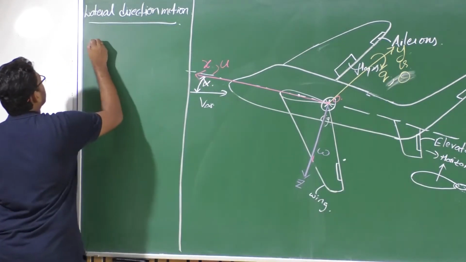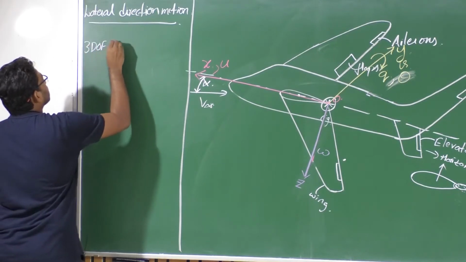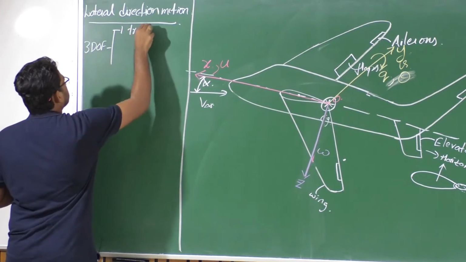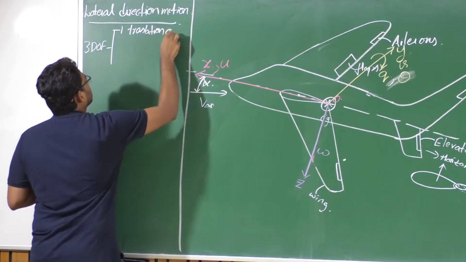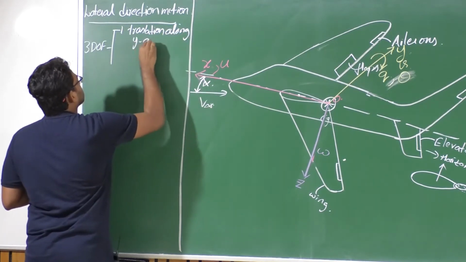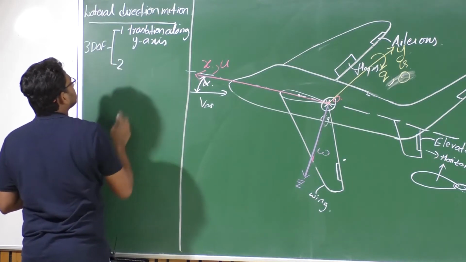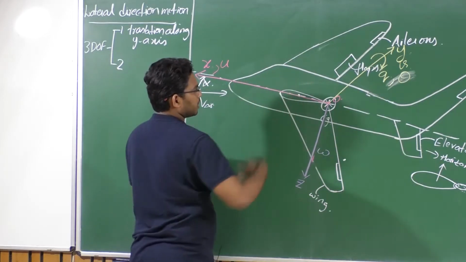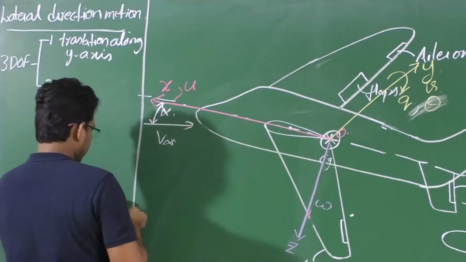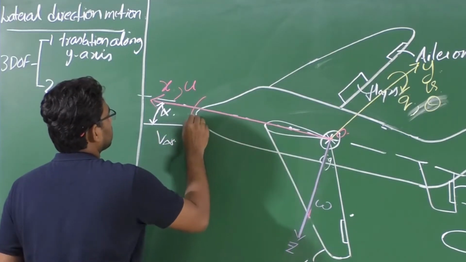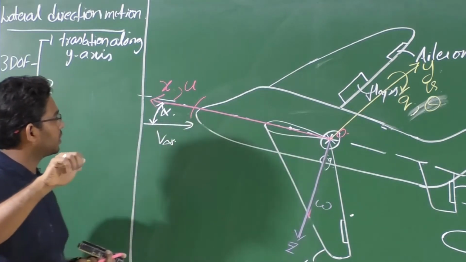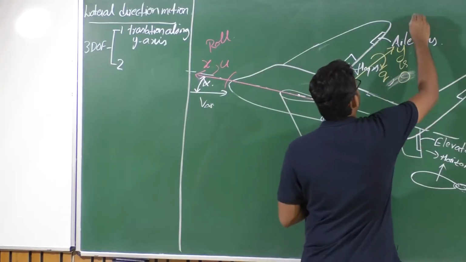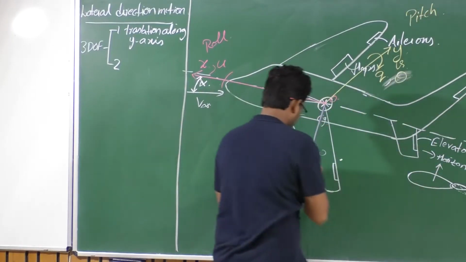And this corresponds to lateral directional motion. So it again has 3 degrees of freedom, where the first degree of freedom is due to translation along the y-axis, and you have 2 degrees of freedom by means of rotation here. So one rotation can be the wings rolling up and down. And the rotation about the x-axis is known as rolling motion, right? So what we have is roll about the x-axis, pitch about the y-axis, and yaw about the z-axis.